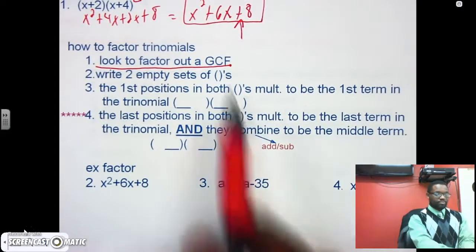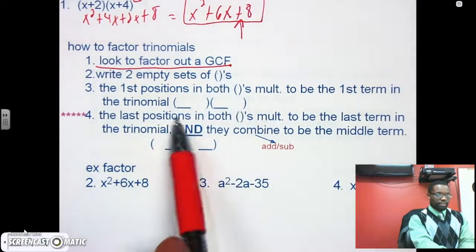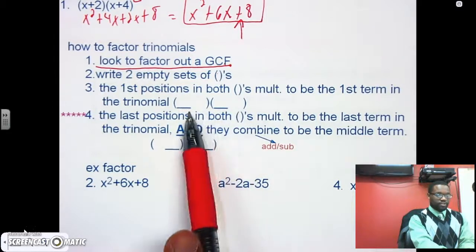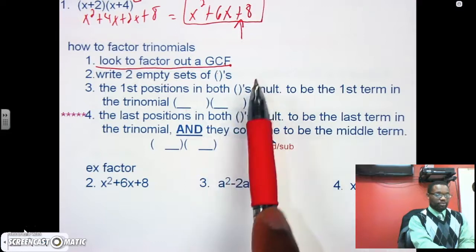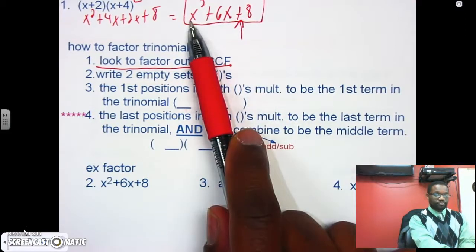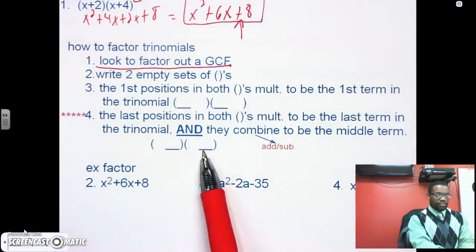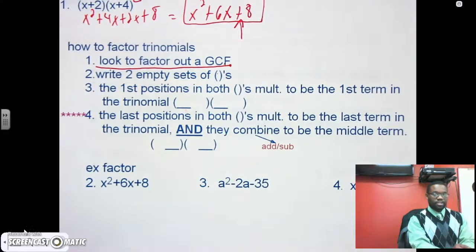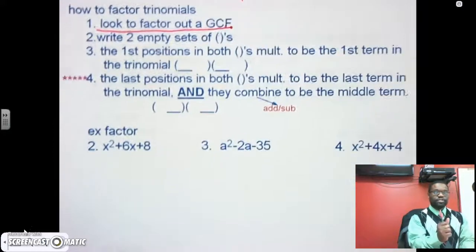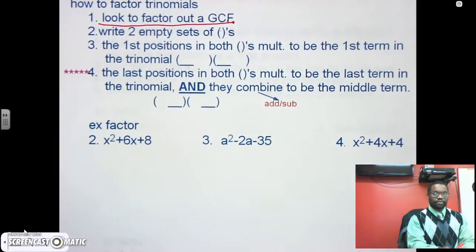Right, 2 empty sets of parentheses. In the first position, notice here where the little underscore is, in parentheses, they have to multiply to be the first term. The last parentheses have to combine, meaning add or subtract, to be the middle term. So let's jump straight into it, and hopefully you can understand or see these steps, all right?